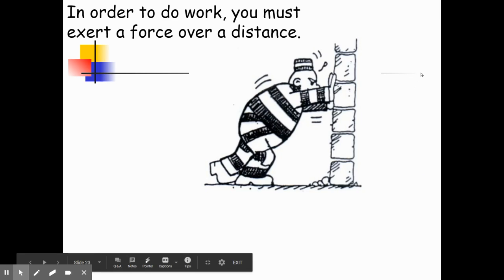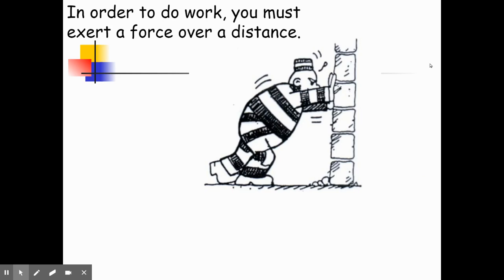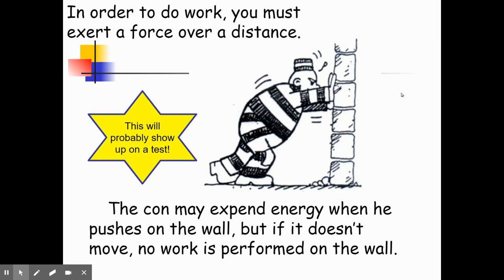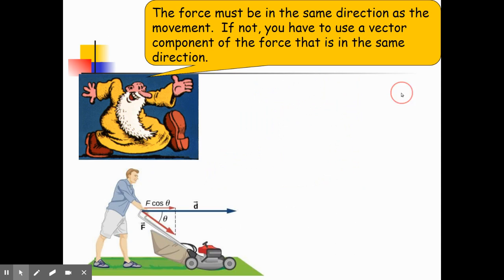So, a couple other things to know about work. The first is that you must exert a force over a distance. So, if you're doing work, it's your force times distance. If the distance that you make something move is zero, then whatever your force is times a distance of zero is just going to give you work of zero. So, in this case, the con may expend energy when he pushes on the wall, but if it doesn't move, then no work is performed on the wall. This kind of concept is very likely to show up on a test. So you'll want to remember that you need that displacement to have any work.